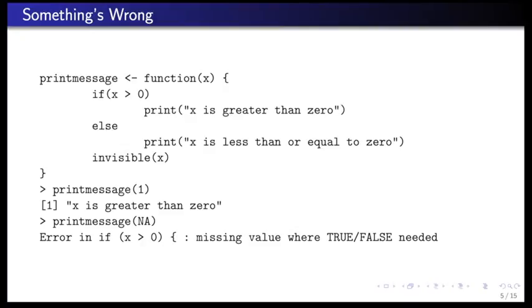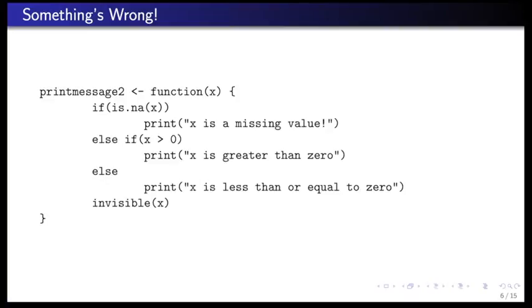So something happened there that's wrong. Now I'm going to fix this problem, so to speak. I've got a new function, print message 2, and the first thing I'm going to do is check to see if the argument is NA. If it's NA, I'm going to print a different message, so it's not going to produce an error. This function is going to print one of three messages, and then it's going to return its argument invisibly.